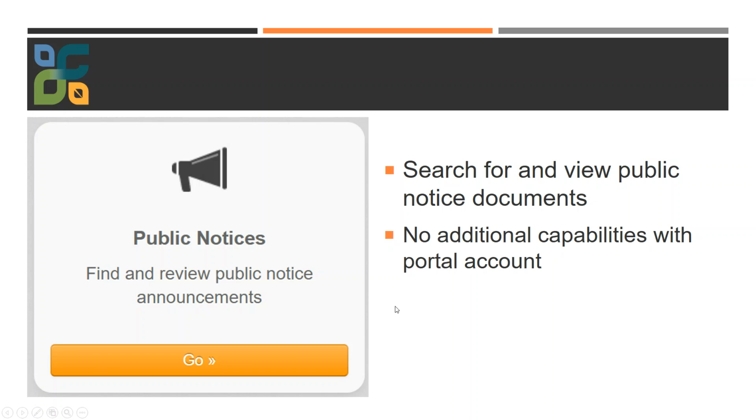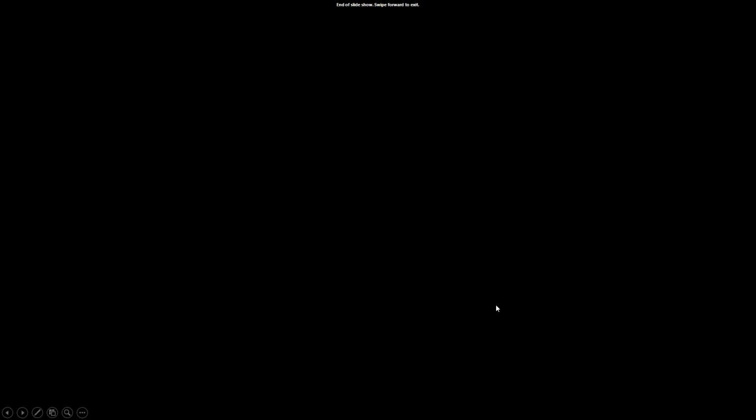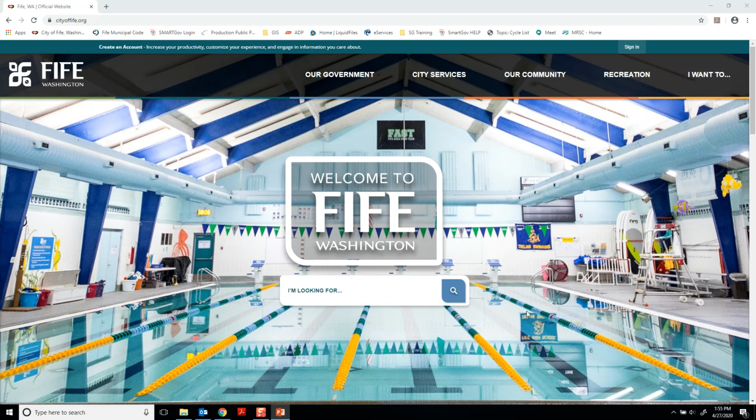The Public Notice section is where we post all of our public notices for permits that require public notice. This is in addition to posting them on the site as well as in the Tacoma News Tribune, which is our paper of record. If you see a yellow notice board on the side of the road, chances are you'll be able to find out much more information about that particular project in the public notice section of our public portal. There's also a parcel search feature where you can search for individual parcels and find details associated with that parcel. So now let's jump over to the internet and go through the clicks necessary to view this information on the portal.